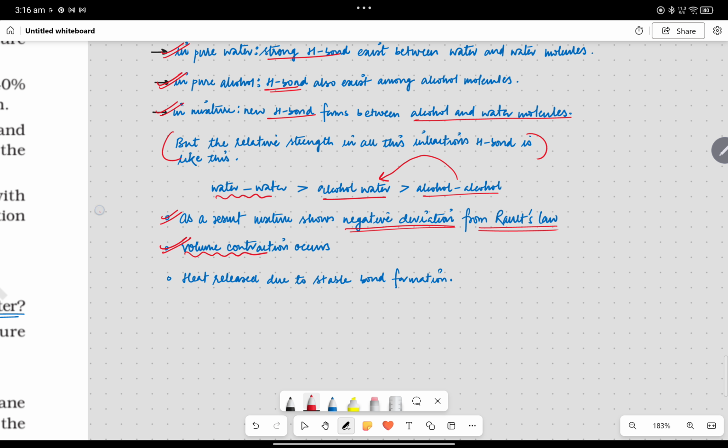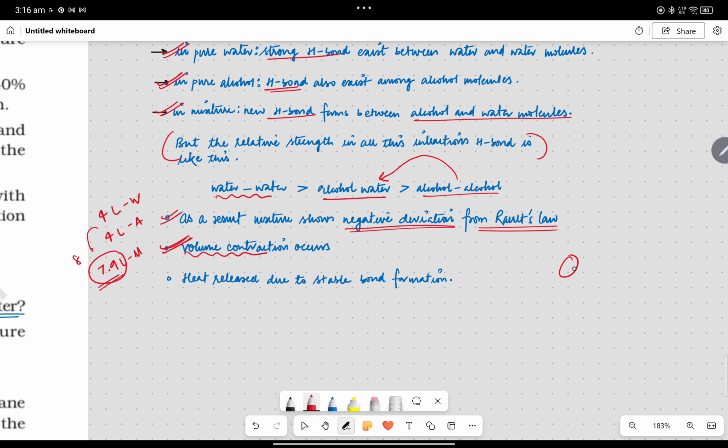Let's say we have 4 liters of water and 4 liters of alcohol. After mixing, we are going to get 7.9 liters of mixture. So ideally it has to be 8, right? But we are getting 7.9 because the volume contraction is occurring.